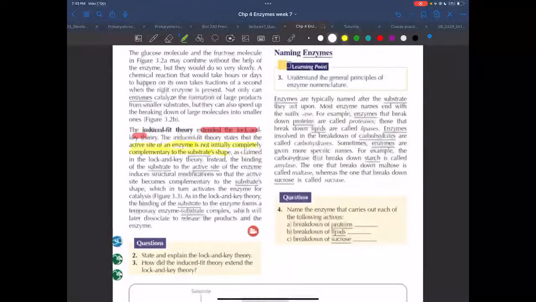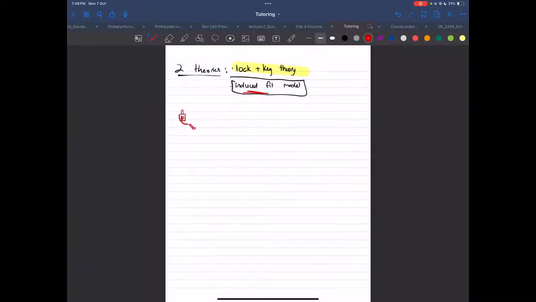So what happens in the induced fit? What does it say? I can have an enzyme. Okay, let me redraw it again. I can have an enzyme and I can have a substrate. And this substrate is not perfectly fitted for this active site. Now if I follow the lock and key theory, I say this reaction will not work. However, what does the induced fit model say? The induced fit model says that the active site, which is right here, is not completely complementary to the substrate.